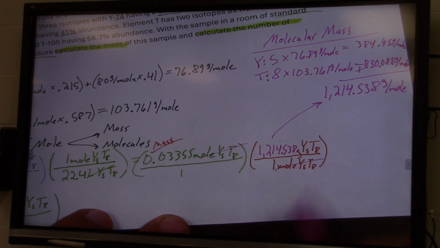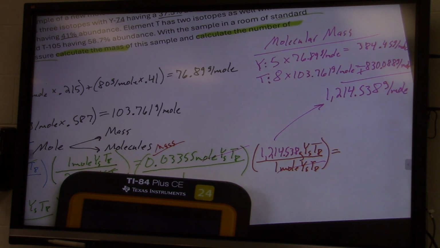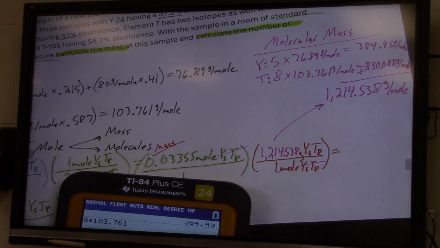Moles cancel, that'll leave me with grams. So I'm gonna leave that as is right now. Let's go ahead and throw it in, why not? Store that number in my calculator.